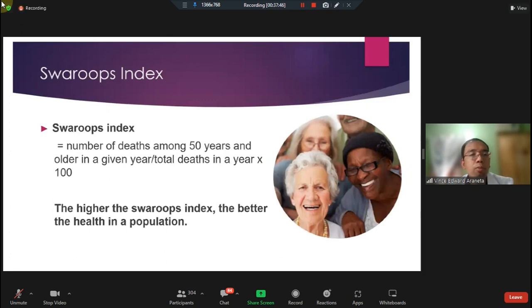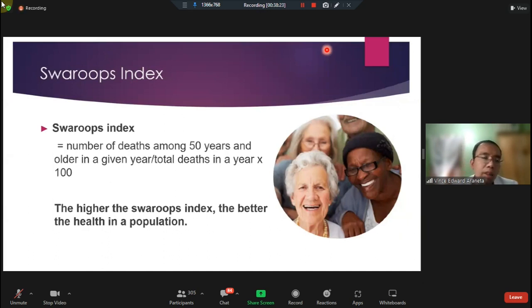Next, Swaroop's index might come out also. This is the number of deaths among those 50 years and older in a given year, divided by the total deaths in a year, times 100. Actually, the higher the Swaroop's index, the better the health in the population. This is also used to compare health status among countries. So not the most common, but it can also be used to compare between countries.